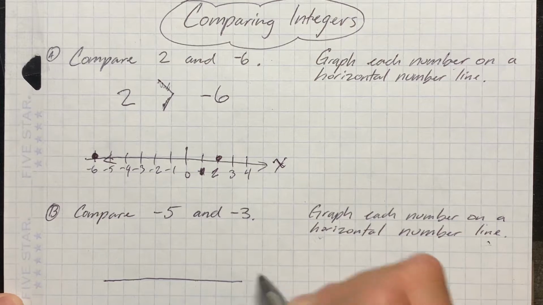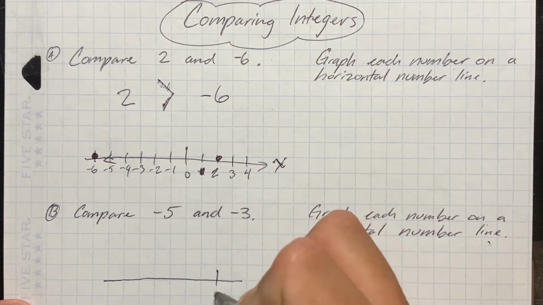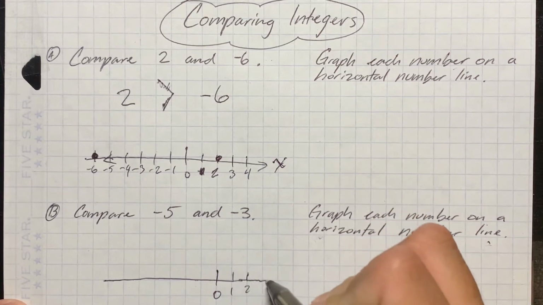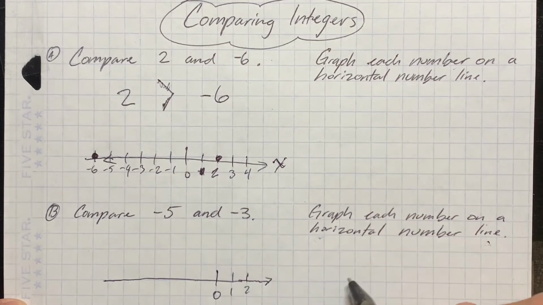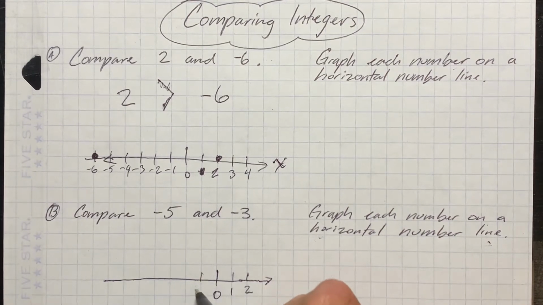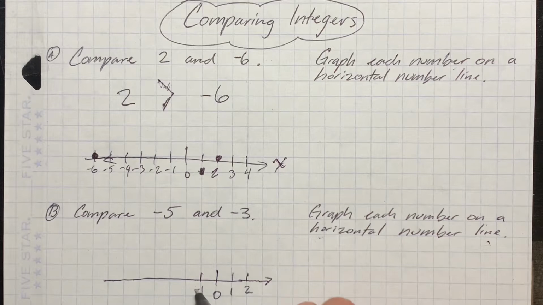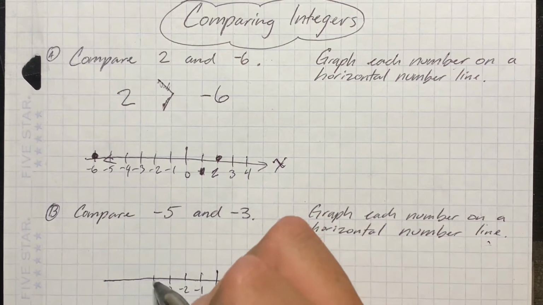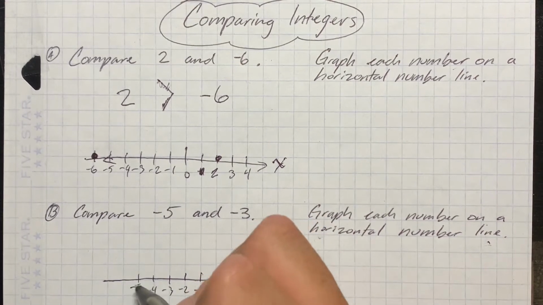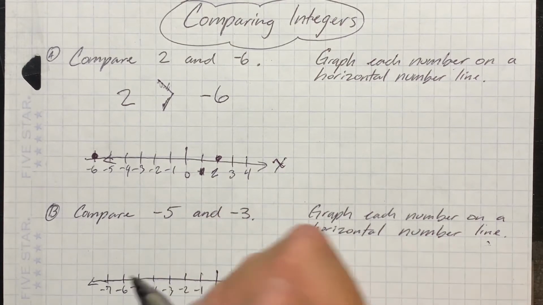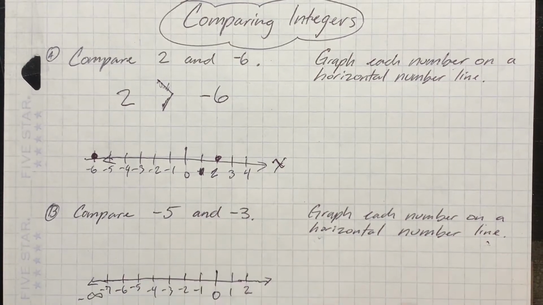Okay, there we go. Here's our origin, 0. And then we have +1, +2, so on and so forth, all the way to positive infinity. On the left side of that origin, we have the opposites. The opposite of +1 is going to be -1. The opposite of +2 is going to be -2, so on and so forth. So -3, -4, -5, -6, -7, and it's just going to go on forever to -infinity.